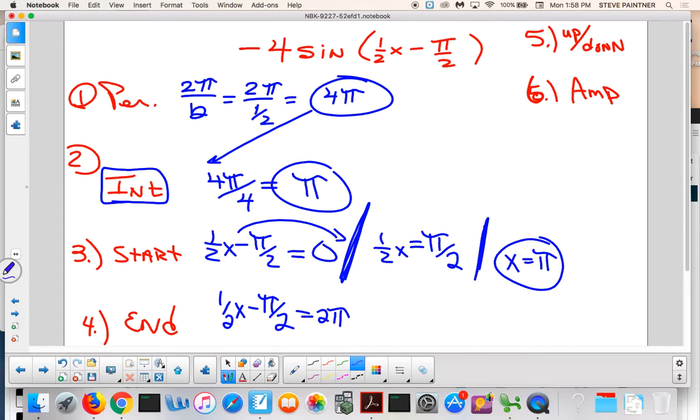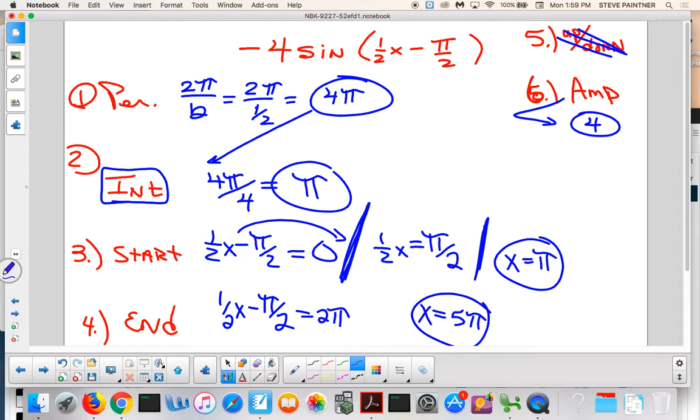Do you realize you only have to take your starting point and add your period to it? What's 1 pi plus 4 pi? You're going to end at 5 pi. I don't want to do the extra work. You start there, you finish there. Finally, there's no up-down movement going on. What about your amplitude? It's always positive 4, which means on the midline, you go up 4 to get the peak, and down 4 to get the minimum.